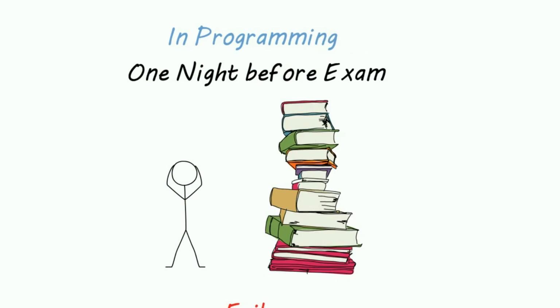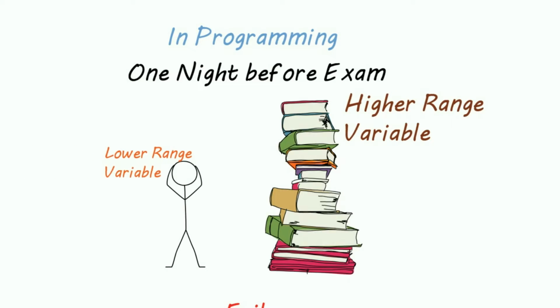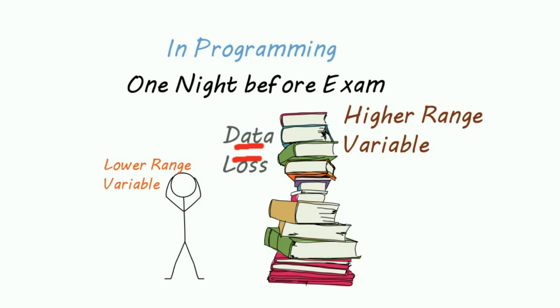In programming, if you try to assign a variable of higher range to a variable of lower range, then definitely there is going to be some data loss or an error.